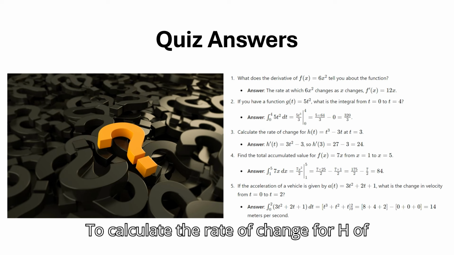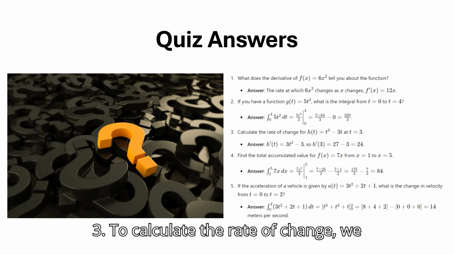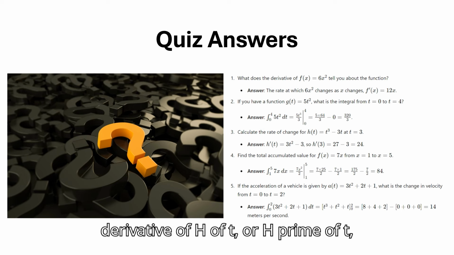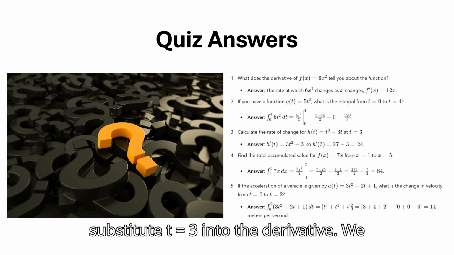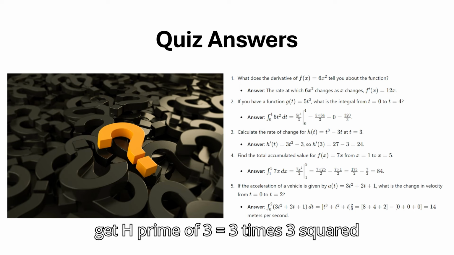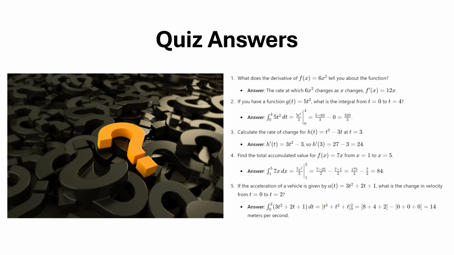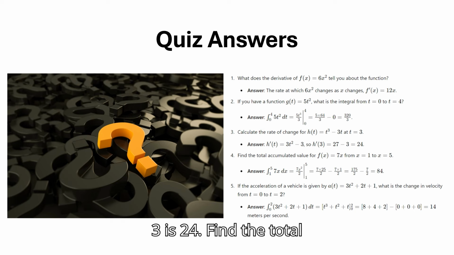Calculate the rate of change for h of t equals t cubed minus 3t at t equals 3. To calculate the rate of change, we need the derivative of h of t. The derivative of h of t, or h prime of t, equals 3t squared minus 3. Now, substitute t equals 3 into the derivative. We get h prime of 3 equals 3 times 3 squared, minus 3, which simplifies to 24. So, the rate of change of h of t at t equals 3 is 24.